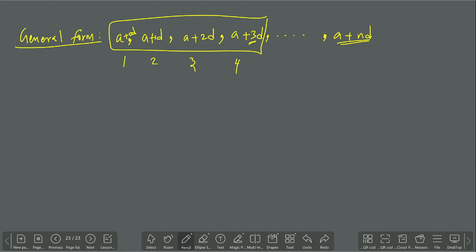3. When I have 3, I'm getting 4 terms. When I have 2 here, I'm getting 3 terms. When I have 1, how many terms am I getting? When I have 0, how many terms am I getting? 1 term. Then when I have n, how many terms will I be getting? 3 means 4, 2 means 3, 1 means 2. Then what will you get? N plus 1 terms I will be getting.